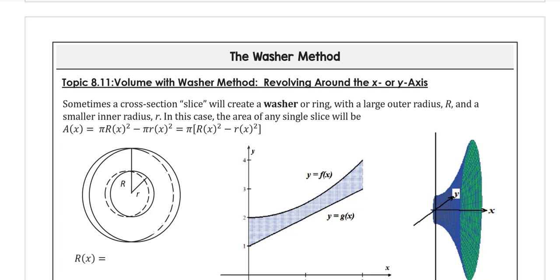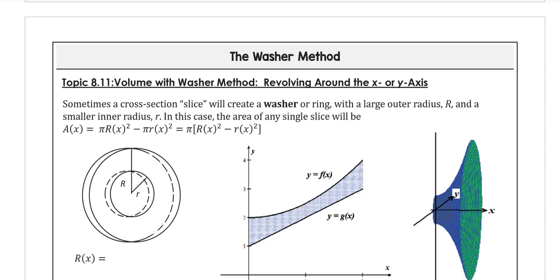This is part 2 of lesson 6 of unit 8, volumes by disk and washer methods. And in this section, we are going to look at the washer method. In part 1, we did the disk method. So in this part, we're going to do the washer method.